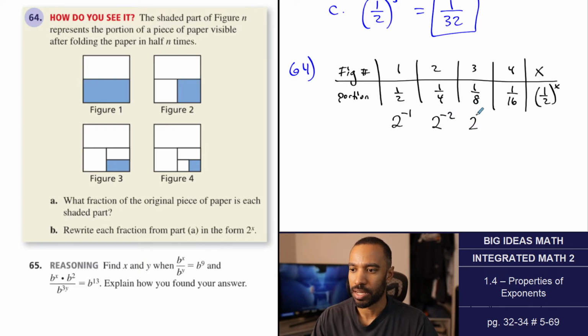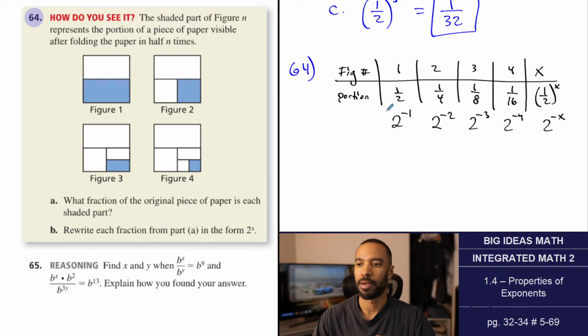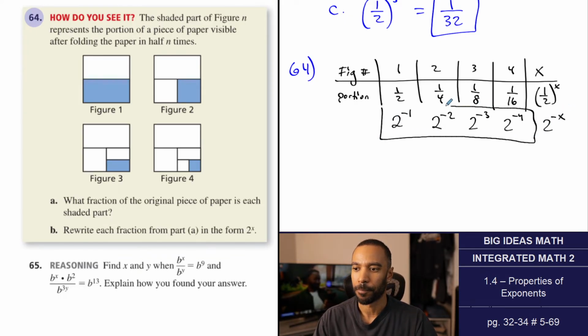1/8 is 2 to the negative third power. And then 1/16 is 2 to the negative 4th power. And that's 2 to the negative x, I guess you put it that way. But anyway, here are those different forms there.